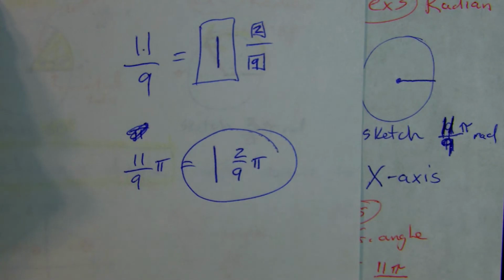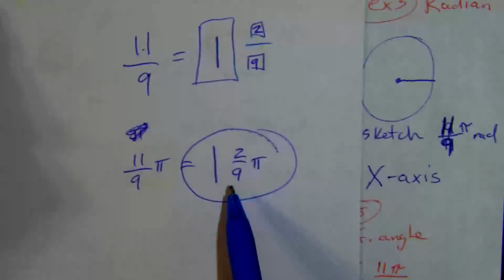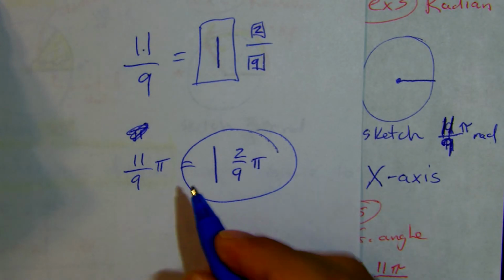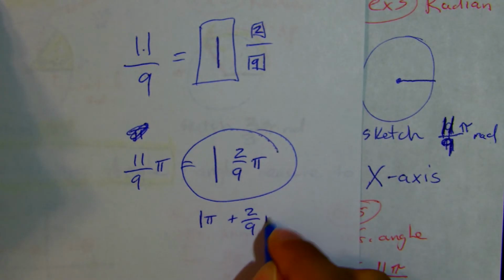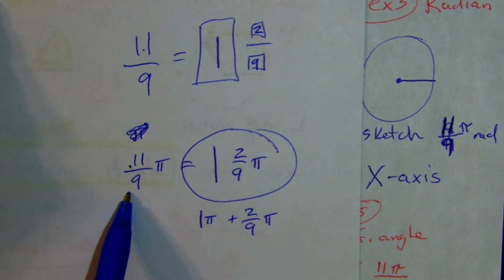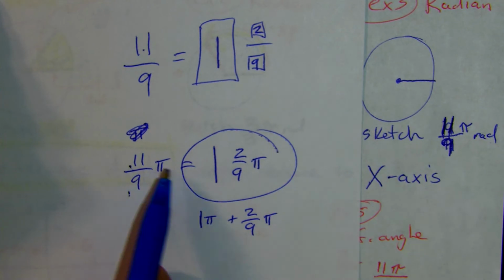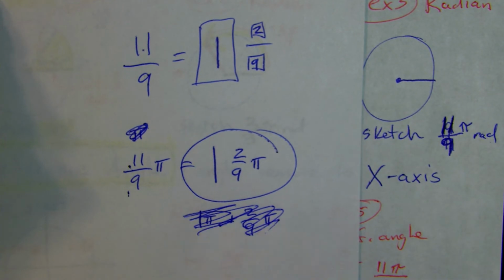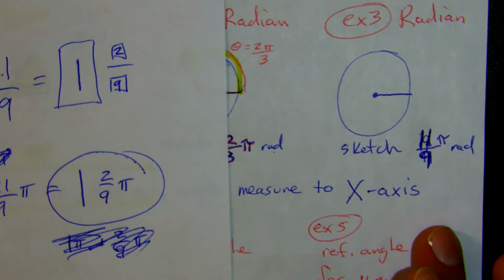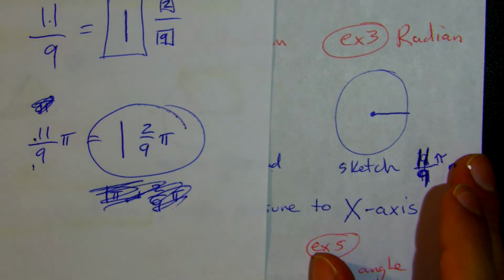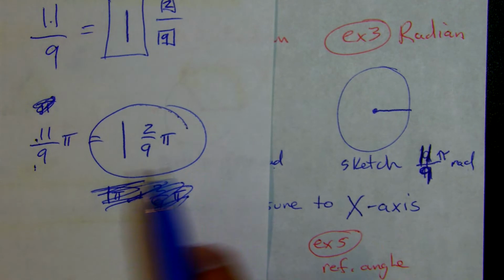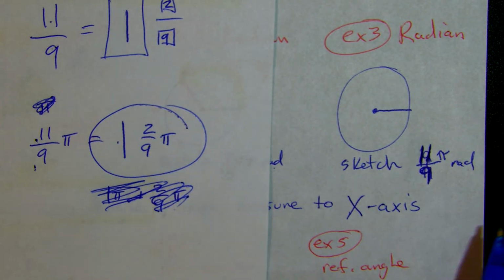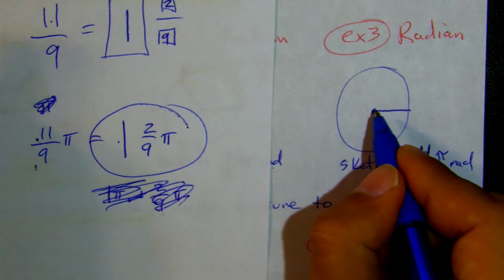Okay, so we're going to use these, trying to figure out how to go from an improper fraction to a mixed fraction, because now look at this. We have 1 pi plus 2/9 pi, that equals 11/9 pi. But we're going to go ahead and keep this idea, though, that 11/9 pi is equal to 1 pi and 2/9 pi.